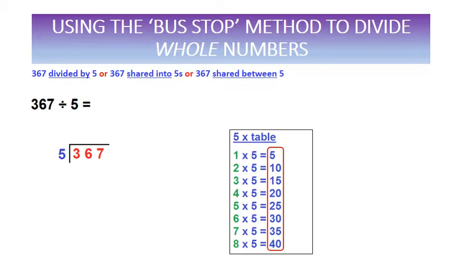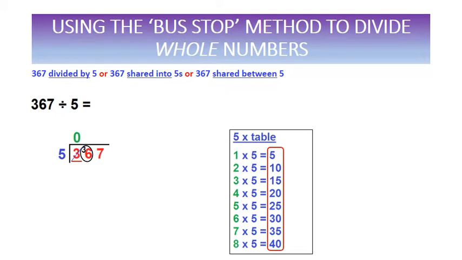So we look at our bus stop. Step 1 is we say how many 5s make the first 3. The answer is 0 because the smallest number we can make in the 5 times table is 5. So we put 0 above. 0 times 5 is 0. We needed to make 3. So again, we cross off the 3 and we're going to pass the whole digit across to the next column.